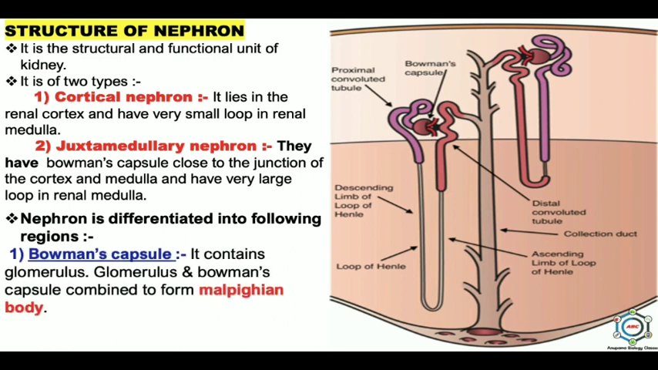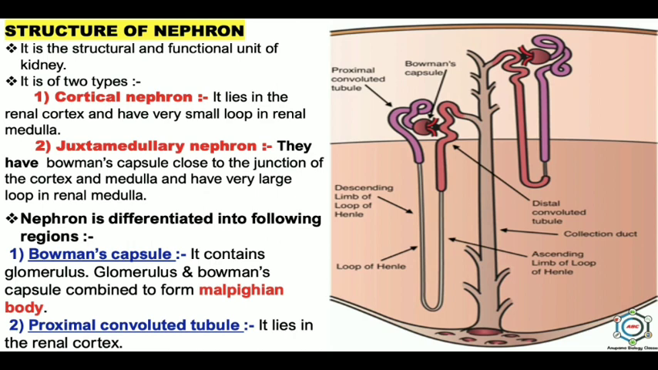First one is the Bowman's capsule, which contains the glomerulus, and the glomerulus and Bowman's capsule combine to form the Malpighian body. It facilitates the process of ultrafiltration and it lies in the renal cortex and it is the start point of the nephron. Now it opens into the proximal convoluted tubule, in short we can say PCT. It lies in the renal cortex and the wall has microvilli on the free surface.